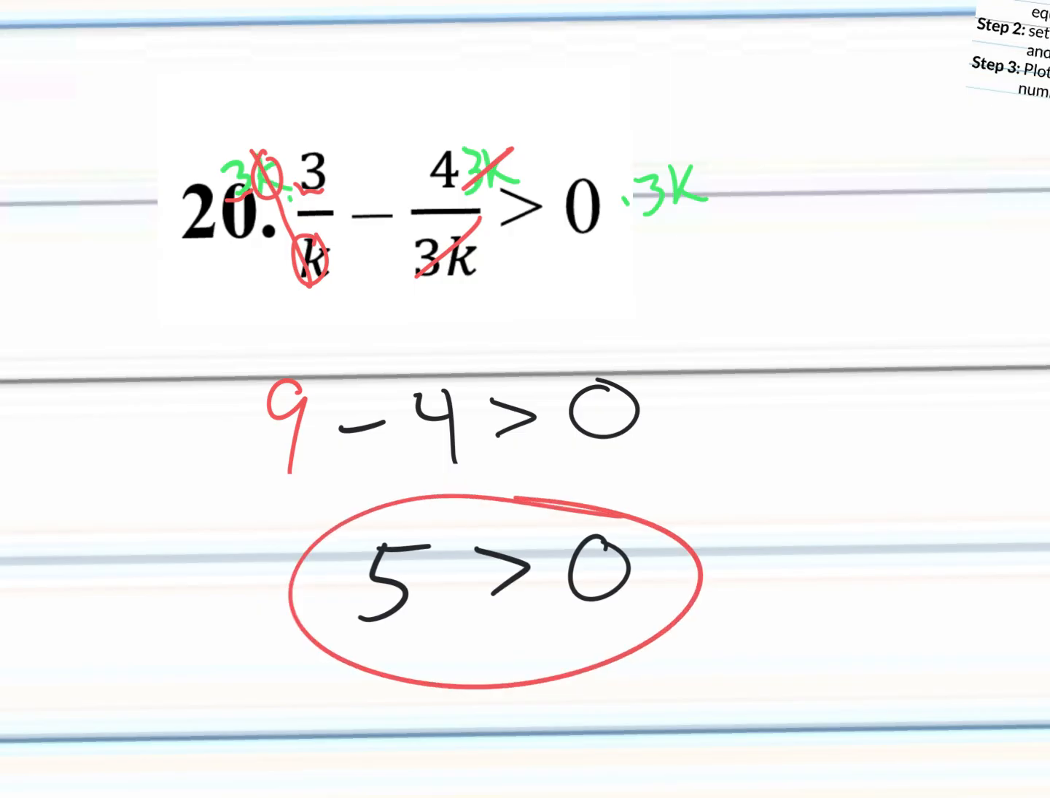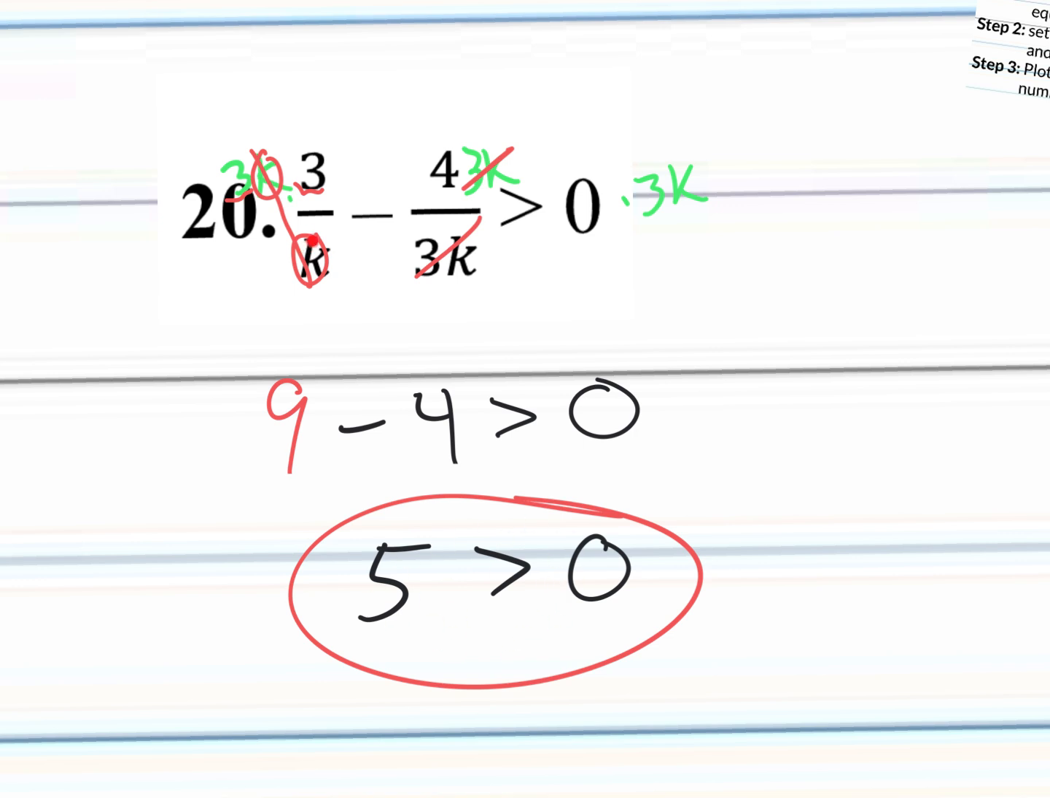What do you think of this? Is 5 greater than 0? Yes, 5 is greater than 0. When is 5 greater than 0? Always. What happened to the k's? They disappeared. They canceled out, right? What does that mean? That k is irrelevant. No matter what you plug in, you end up with a true statement, okay?